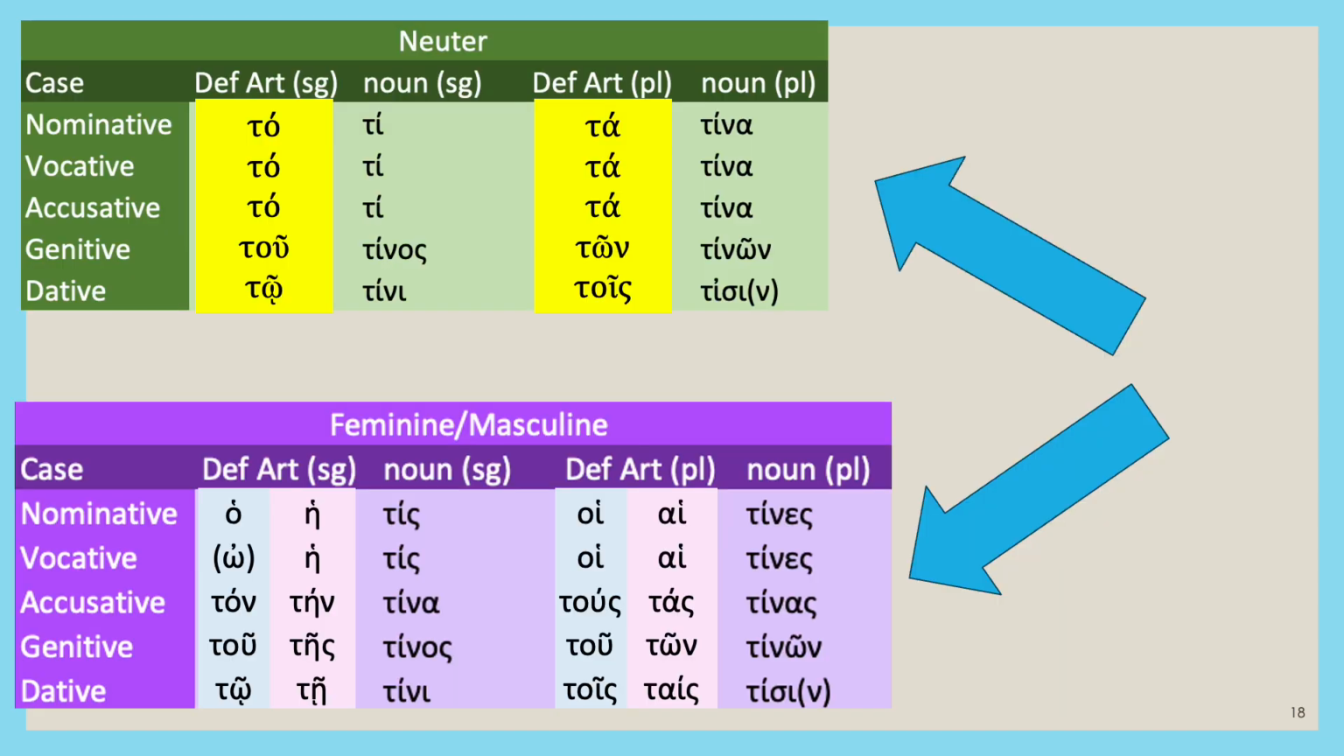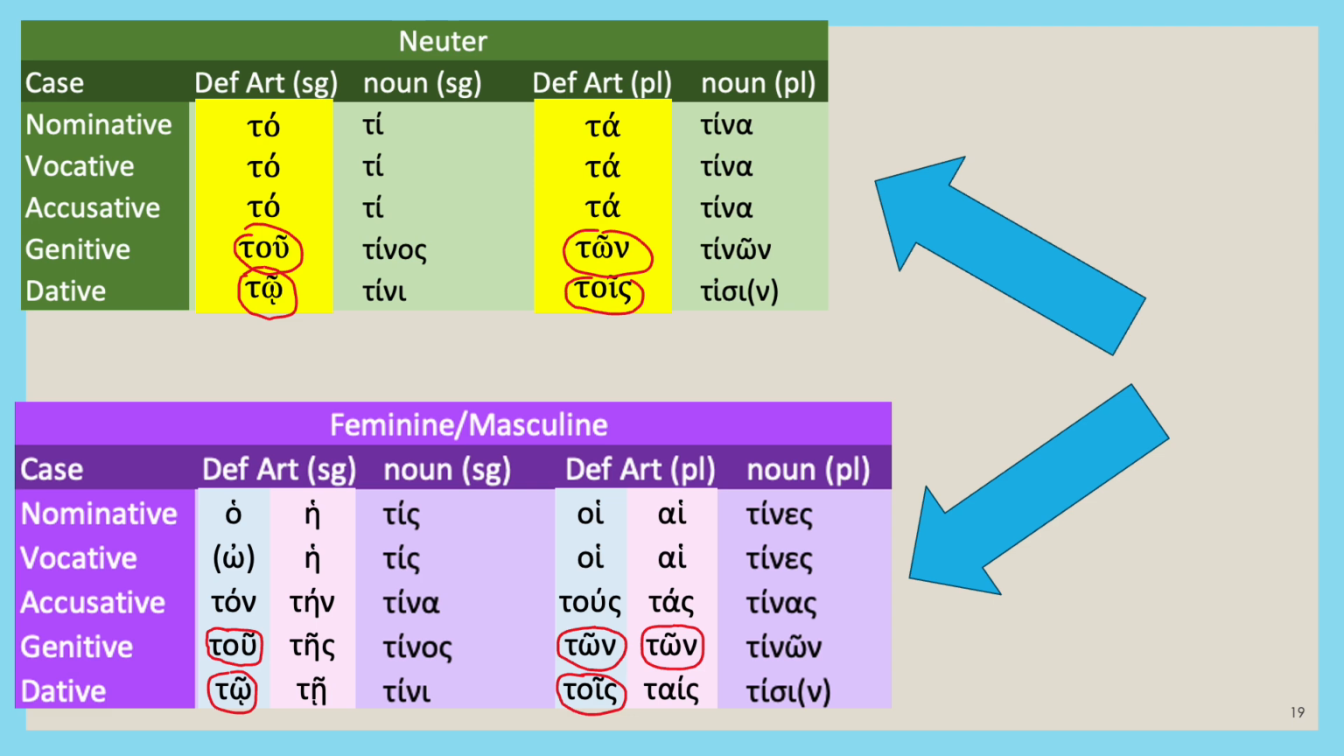But what's really important to remember is that with these irregular nouns, the definite article stays the same. So we can still understand case, gender, and number from the definite article. Some of these which I've highlighted are the same. So the masculine singular definite article in the genitive is the same as the neuter equivalent, and the dative is also the same as the neuter equivalent.